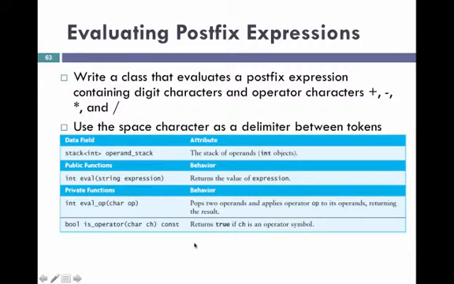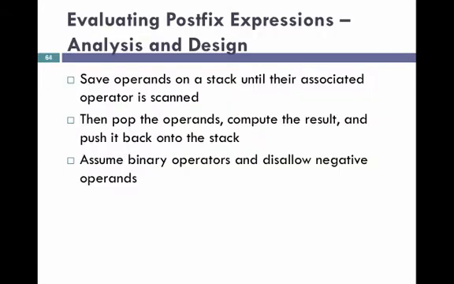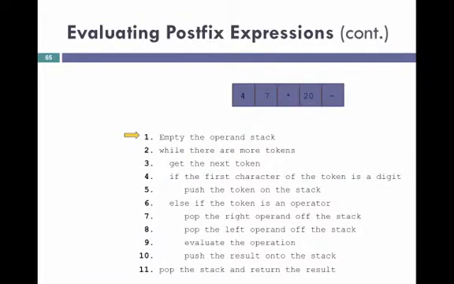Now the Boolean is operator returns true if the character, the input, is an operator symbol. We're going to use the stack to save operands until their associated operator is scanned. And the idea is we'll pop the operands, we'll compute a result, and then push the result back onto the stack. We're going to assume binary operators, and we'll disallow negative operands. So here's an expression. Here's the algorithm to evaluate it. So let's walk through step by step.